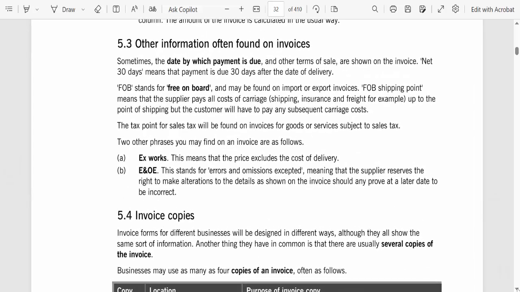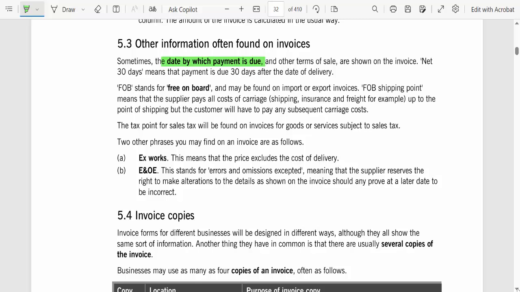Invoices can contain a variety of terms and phrases that clarify specific details about the payment, delivery, and other important aspects of the transaction. Here, we will break down some common terms and phrases found on invoices, explaining what they mean and providing examples to make them easier to understand. 1. Payment due date and terms of sale.